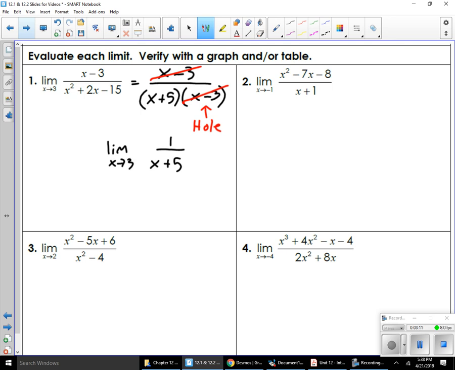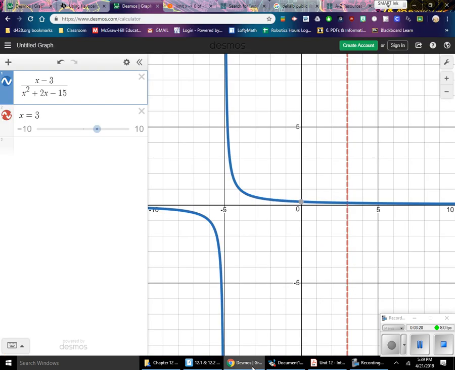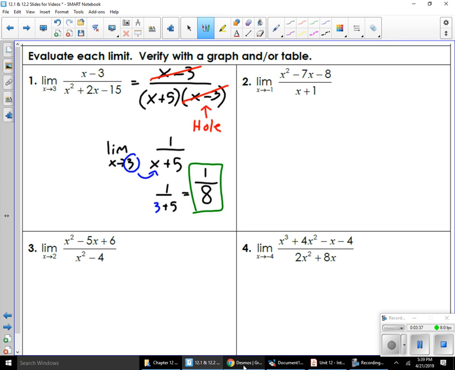And conveniently, this is a function where direct substitution works. That'll be a 1 over 3 plus 5, which is just 8. 1/8, sorry. Again, that does match up with what we saw on the graph. 1/8 is 0.125. So this function does approach that value. So the goal is to use factoring to turn our functions into things that we can just use direct substitution.